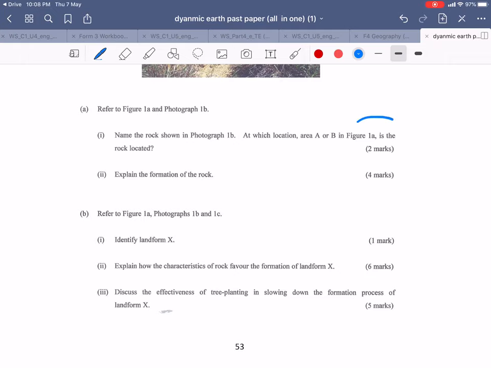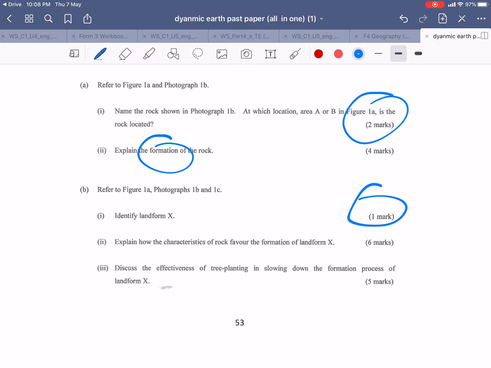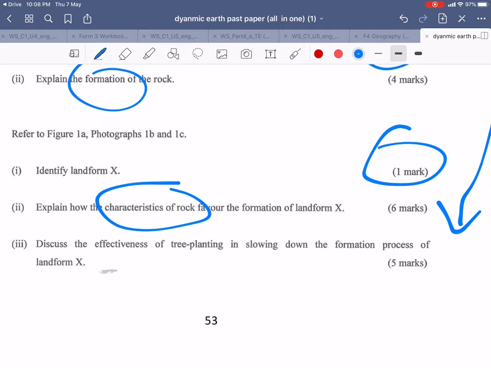Again, rock type and then formation, four marks, landform one, and how the characteristic. Wow. You memorized this? I memorized the summary, basically from beginning to end. You can get 13 marks already if you have memorized the table as I have told you to revise at the very beginning. Okay. And then what's the last one?